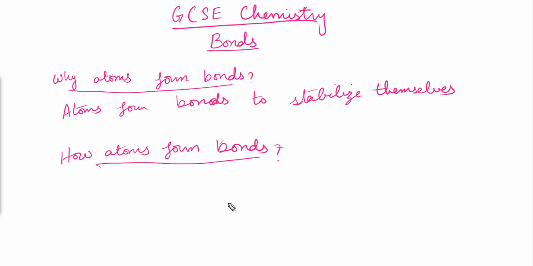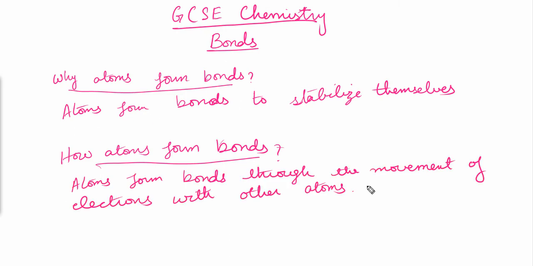Atoms form bonds through the movement of electrons with other atoms, and this phenomenon is called chemical bonding. So atoms form bonds through the movement of electrons with the other atoms, and this phenomenon of bond formation is called chemical bonding. And the bond that forms between the atoms is called a chemical bond.